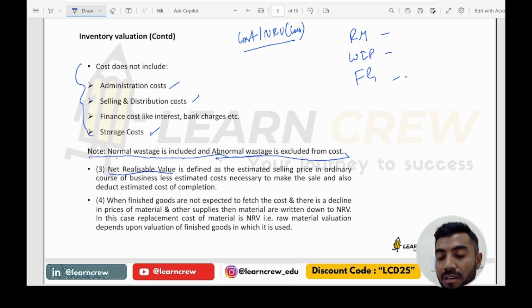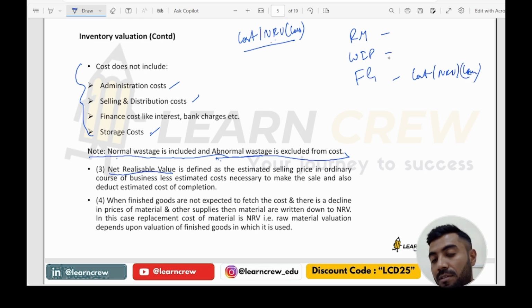Finished goods we can value at cost; usually we have a selling price. But in our books of accounts, we have to record it at cost or NRV, whichever is less. In NRV, if you're taking any selling expenses to be incurred, that also can be deducted. To be recorded at cost or NRV, whichever is less.